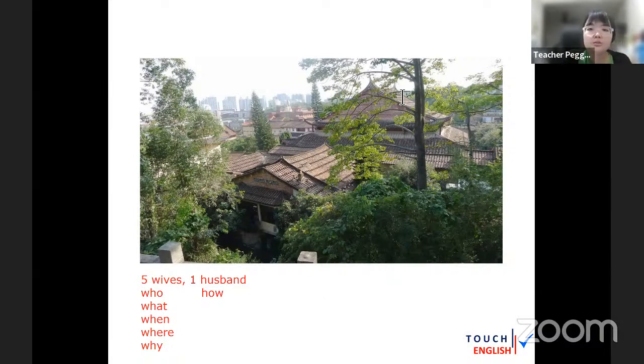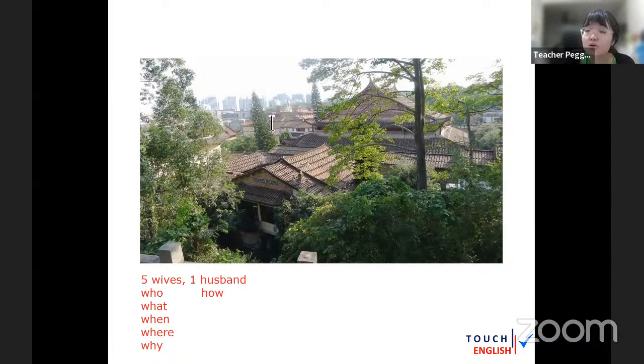Okay, so maybe you can ask yourself, who is in the picture? Okay, what is in the picture? So just now I said I can see buildings, I can see houses. This is what I can see in the picture. Okay, and then when? Okay, when is it? Okay, so I think this is in the morning because it's quite bright. Morning or afternoon. Okay, so you can tell about something already of the picture.